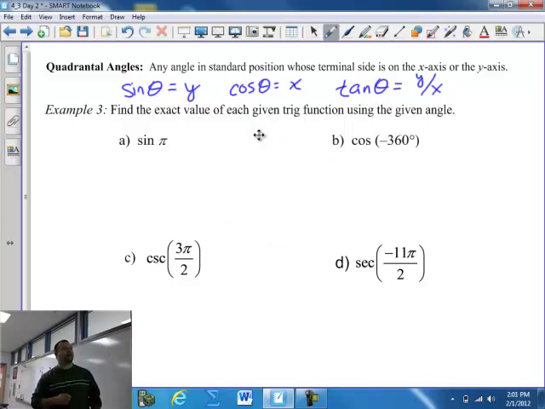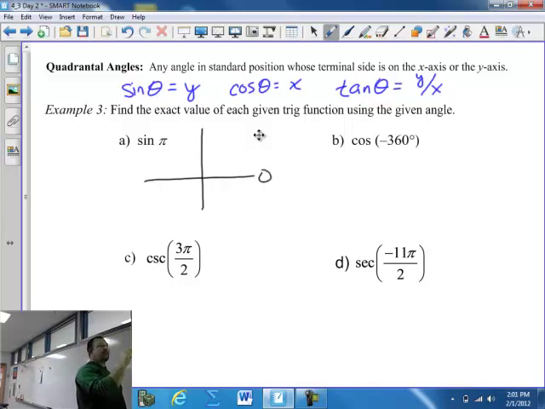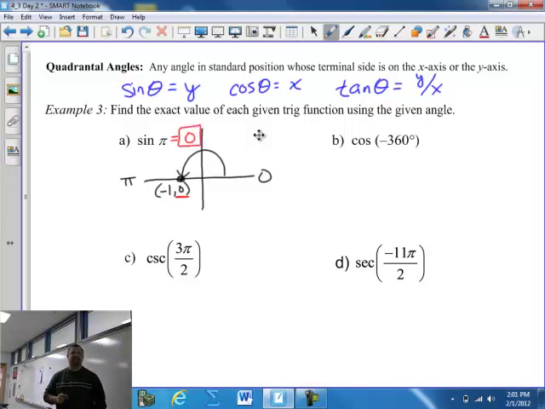I'm going to get rid of the circle and draw what I need as I need it. How about the sine of pi? If we draw our angle, we start at 0 and finish at pi. We pretend our circle has a radius of 1 and our point is at negative 1, 0. Sine is y. The y of that coordinate is 0. So the answer is 0. That's as hard as it gets.